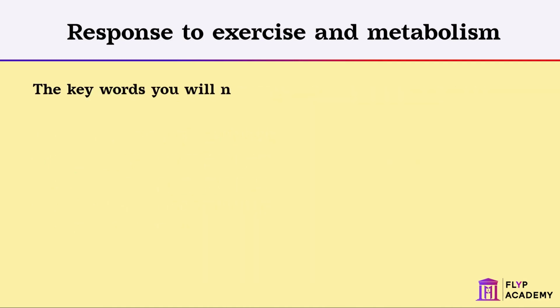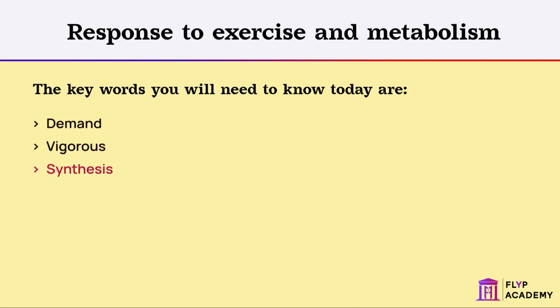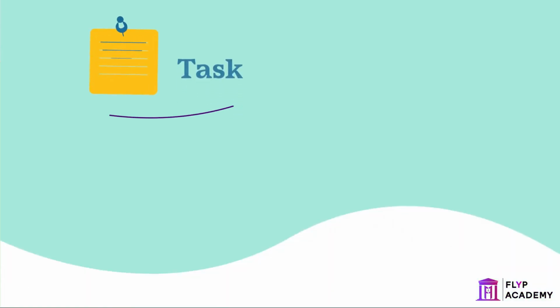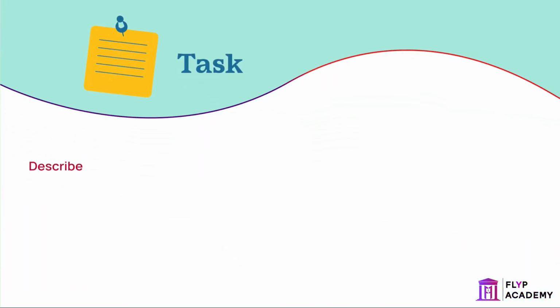The key words you will need to know are demand, vigorous, synthesis, respiration, breakdown. When humans exercise, the body responds to the increased demand for energy in several ways. Task: Describe how your breathing and heart rate change whilst running or doing a vigorous exercise.